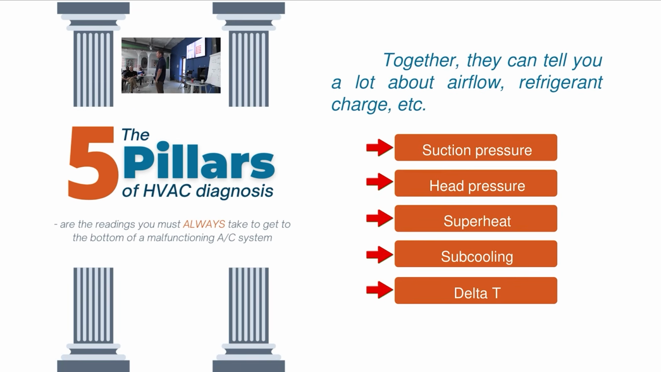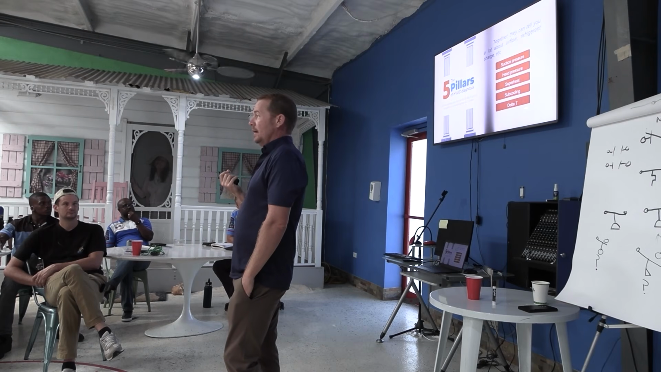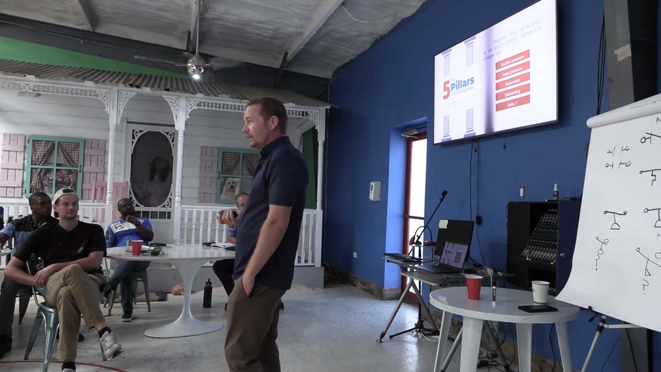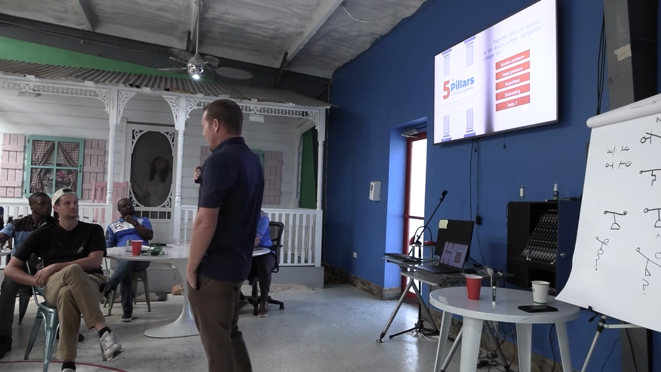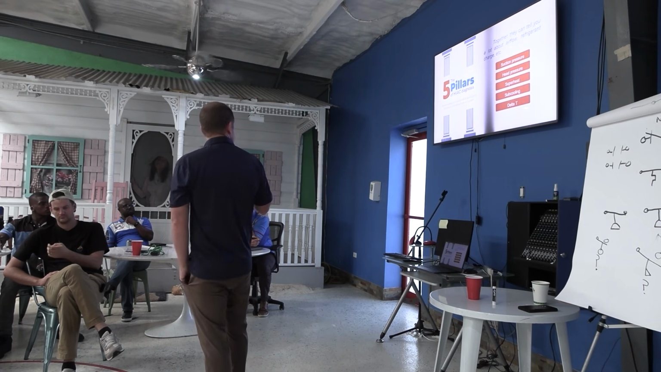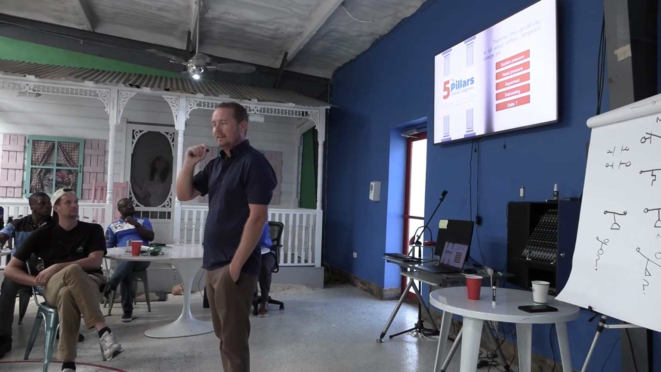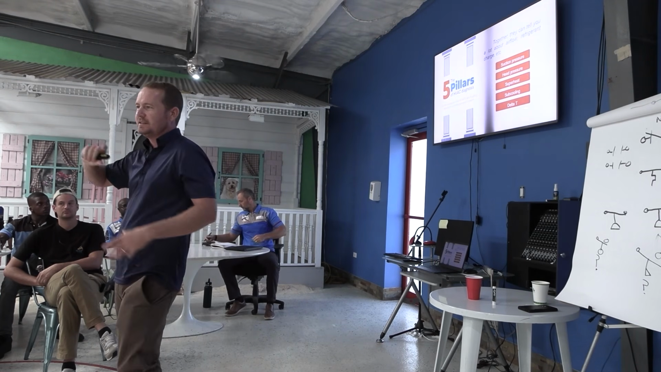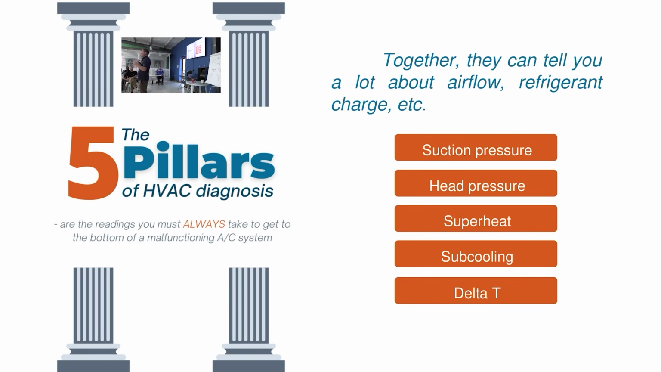Now, I wrote these 5 pillars back in about 2002, 2003, when we were in R22 and I was working for a different company. If I had to rewrite them now, I would probably not even necessarily say superheat and subcooling. I would more just say liquid line temperature and suction temperature, because then those correlate, right? So when we say head pressure and suction pressure, I'm going to start there.